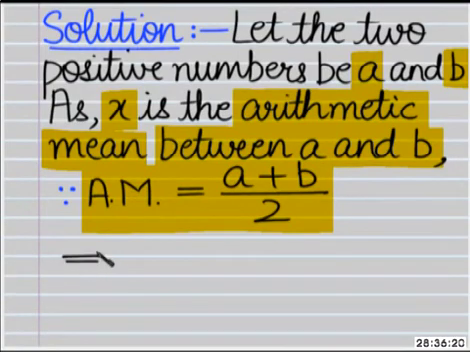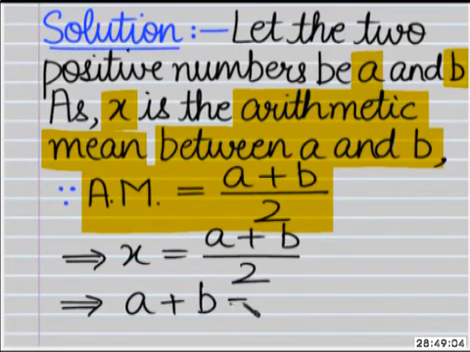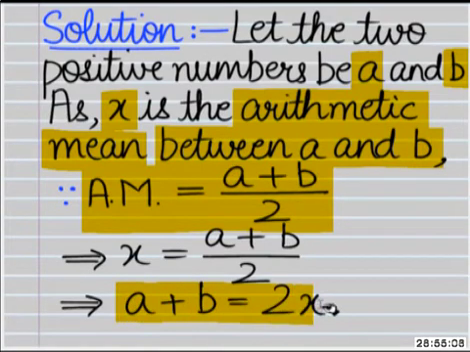So this implies x is equal to (a plus b) whole divided by 2, which implies a plus b is equal to 2 into x. Let this be equation number 1.